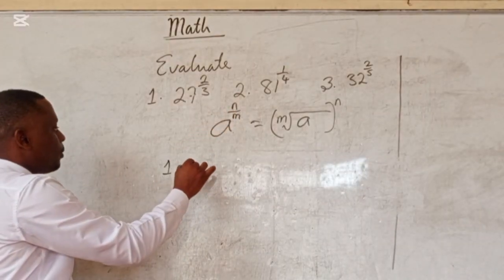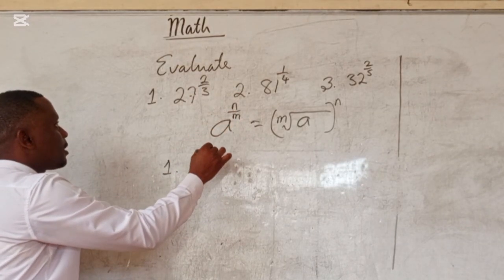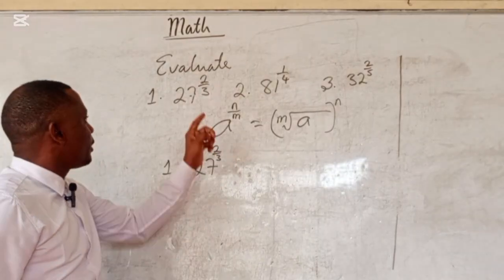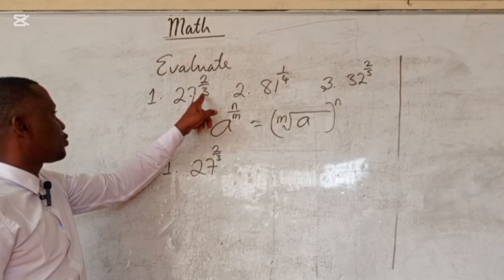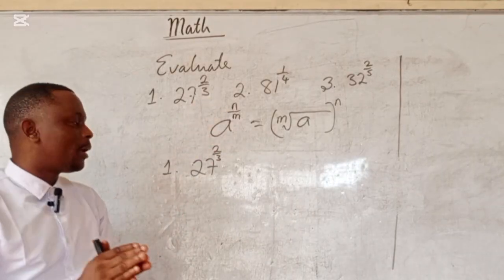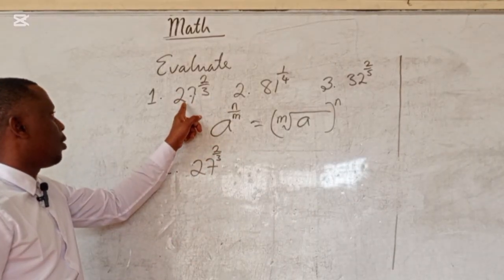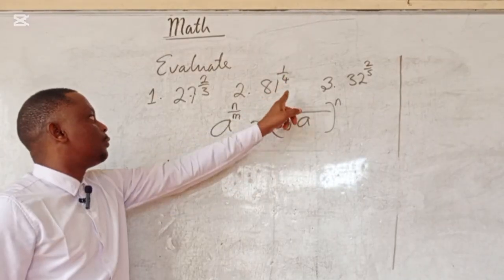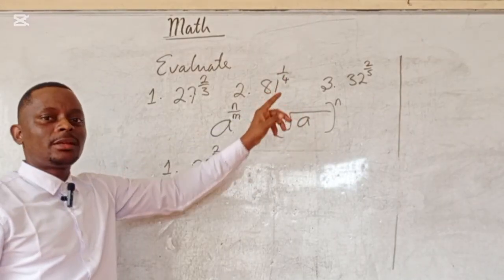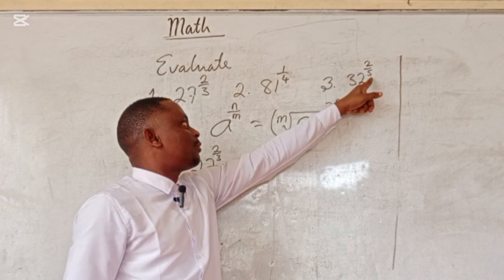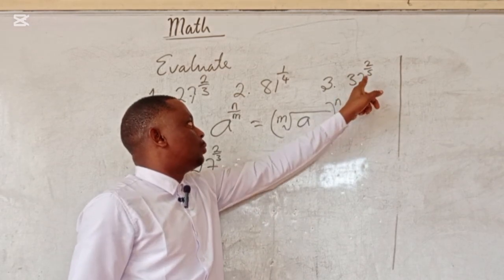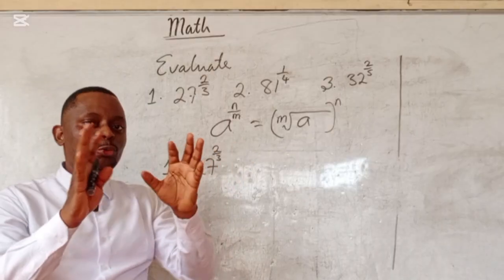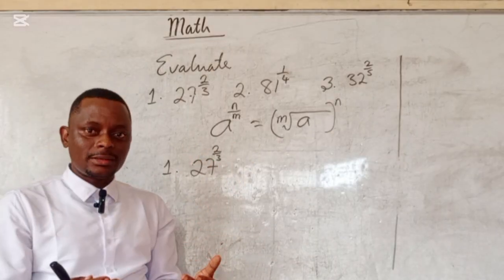Number one, we are asked to find 27 index to third. A quick one: if the denominator of the fraction is 3, it means we're going to find the cube root of the base. If the denominator is 4, we're going to find the fourth root of the base. If the denominator is 5, we're going to find the fifth root of the base. What is it going to be if we have the denominator being 6?